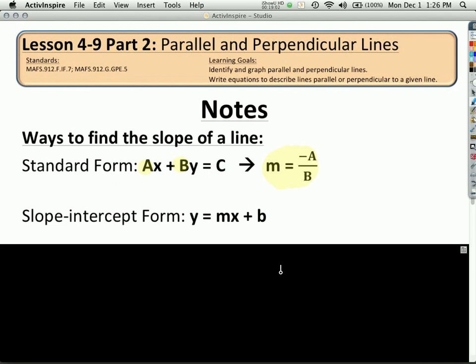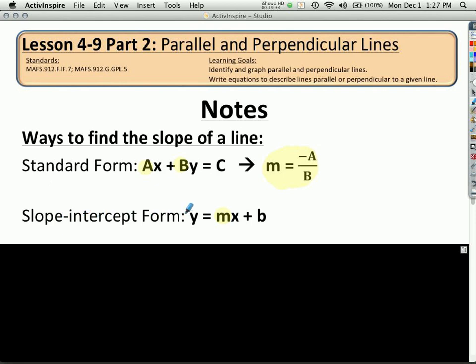So in slope-intercept form, the slope is easy to pick out. We talked about that during the warm-up. It's right there, just like Kiana said. After the equal sign before the x, that's the slope. X is not part of the slope. I heard someone say that in my last class. Oh, if the x's are the same, then they're parallel. No. No, if the slopes are the same, then they're parallel, and the slope is the number in front of the x when it's in slope-intercept form.